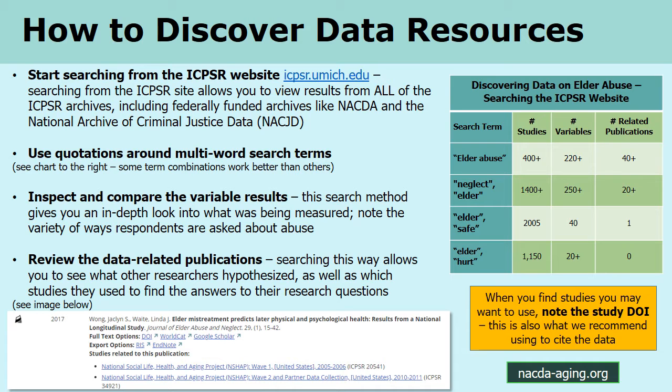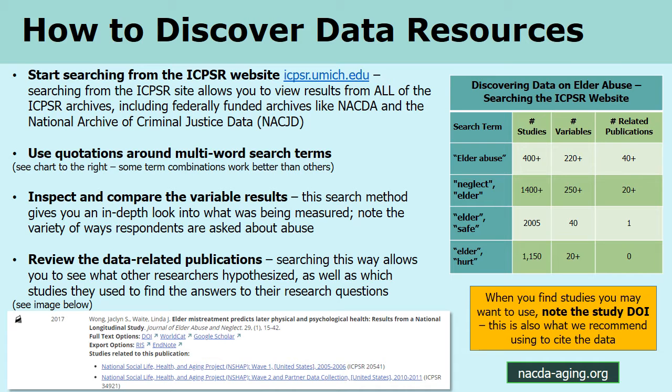So you can see for the elder abuse search term, there are more than 220 variables. And for neglect, comma, elder, there are more than 250 variables. But it's much easier to look through a couple hundred variable results rather than hundreds to over 1,000 study results.